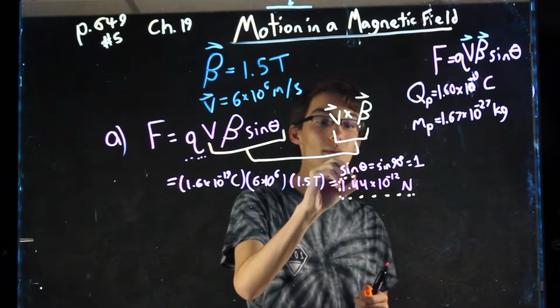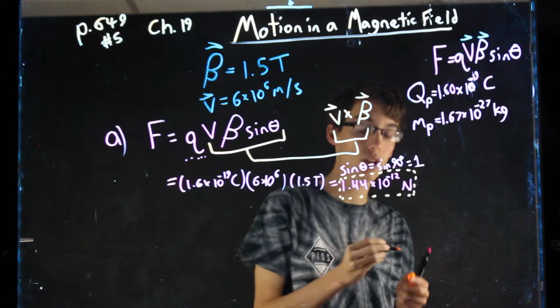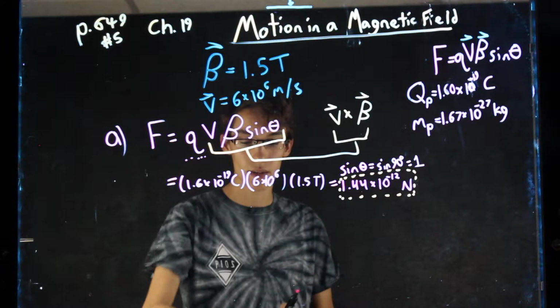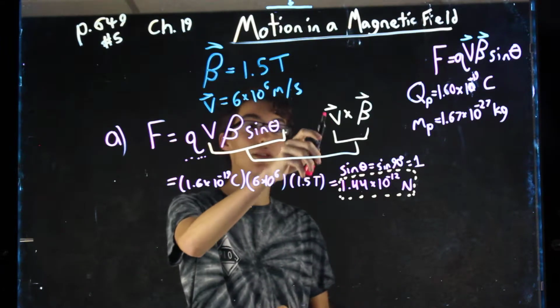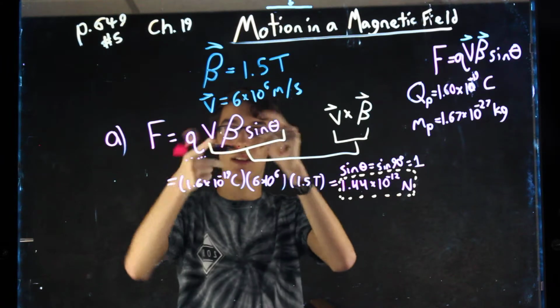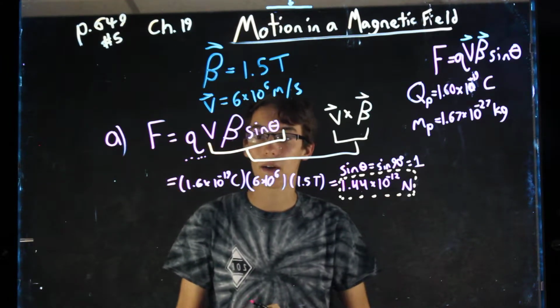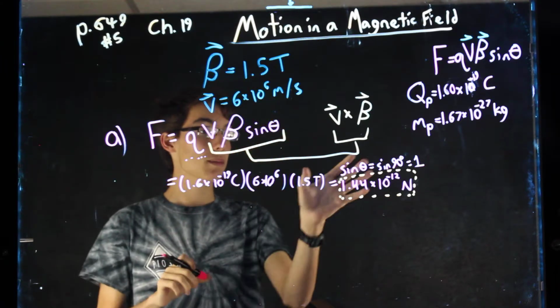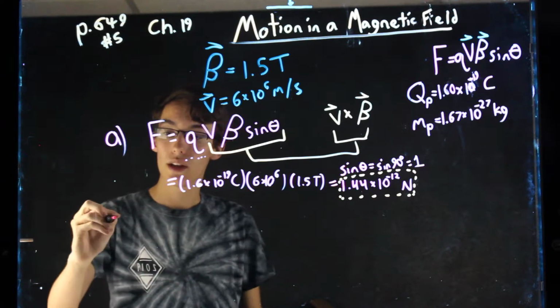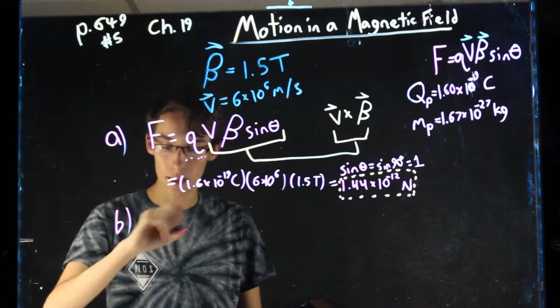It is only the magnitude of the force. Keep in mind, we don't yet know the direction of it. If we had that, then we would need the direction of the velocity, the direction of the magnetic field, and then you could do some mental gymnastics and a little right-hand rule to figure out the direction of the force. But for now, that's the magnitude of the force. That's the solution to part A. So now we get into part B.